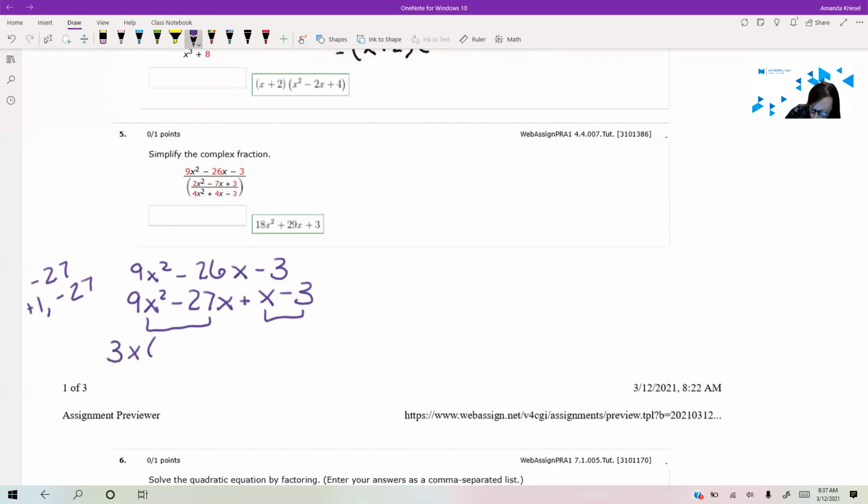Factor out a 3x here. Oops. Actually, let's factor out a 9, right? 9, and then we have x minus 3. And then I look at this, and these don't have any common factors. They're what's called relatively prime. So I'm going to take out a 1 because I want to have two terms with a leftover common binomial factor. So when I do this, I get x minus 3, 9x plus 1. Okay, so that's the factored form of that numerator.